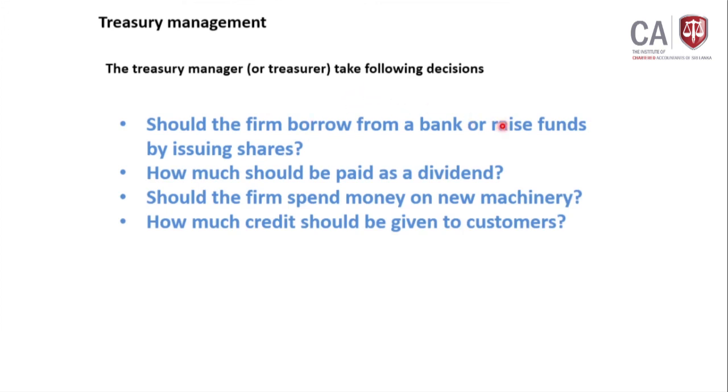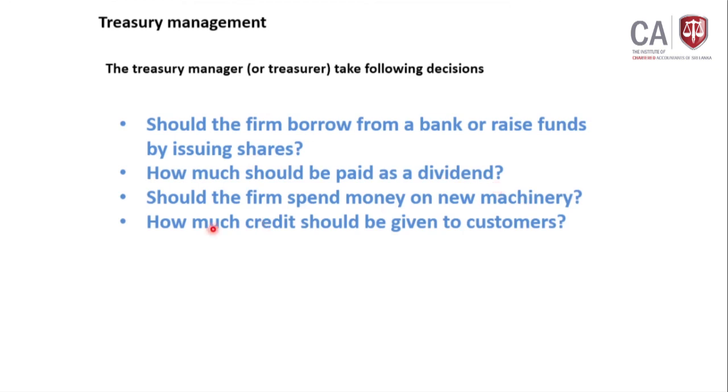And also you can raise funds by issuing shares. You can issue more shares and raise funds. Let's say you have 100,000 shares, you will be issuing 1,500, so an additional 500 shares will be issued to the market and you will get income from that. How much should be paid as dividends? And for the shares that you issued, what will be the dividend that you will be receiving?